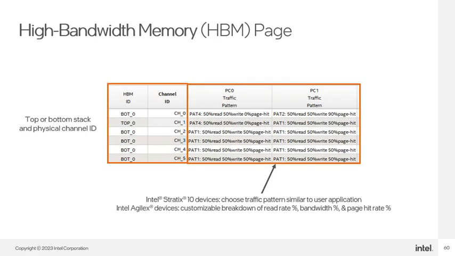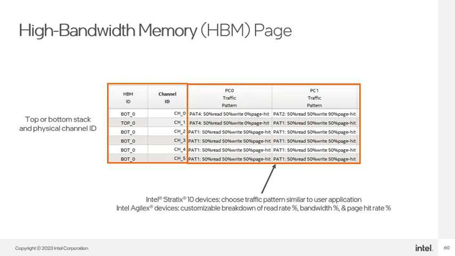Finally, the High Bandwidth Memory, or HBM page, is configured for devices that include HBM memory stacks in the device package. Each row describes the power usage for each physical channel access to a die in an HBM stack. Select the memory stack and the physical channel used to access a particular die in the stack. Recall that each physical channel is divided into two pseudo channels.